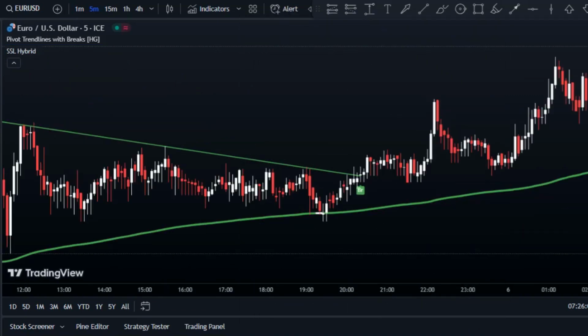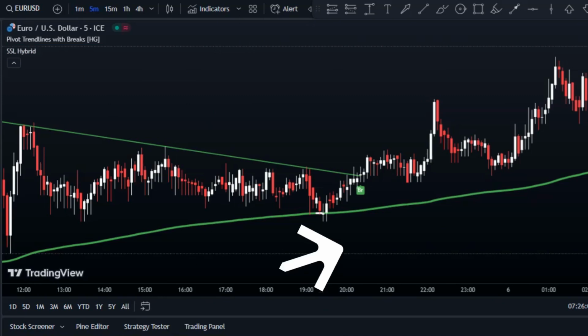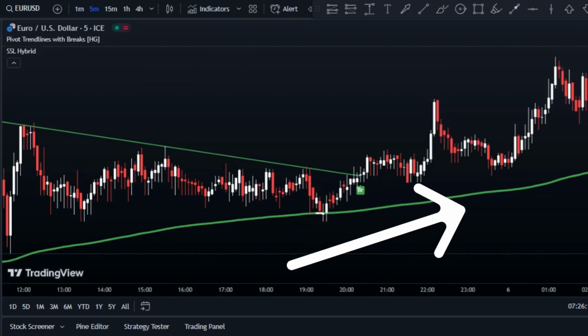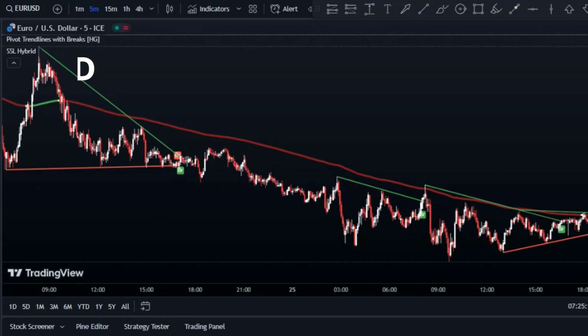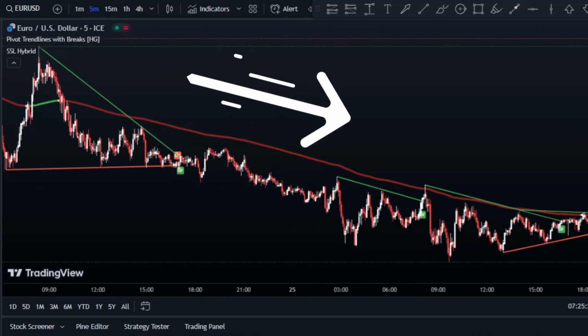Now if the price is above the SSL hybrid and it's green, the market trend is upward and a buy trade is permitted, and vice versa. If the price is below SSL hybrid and it's red, a sell trade is permitted.